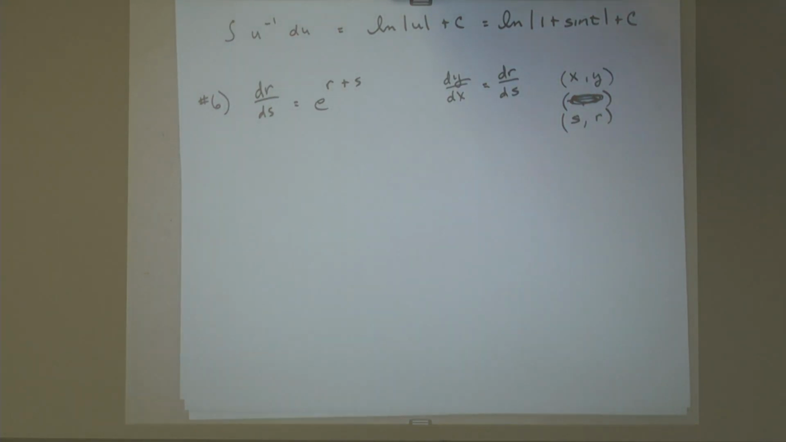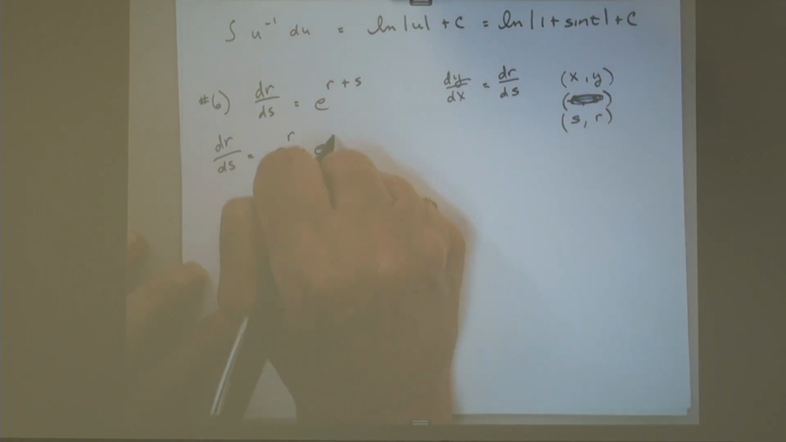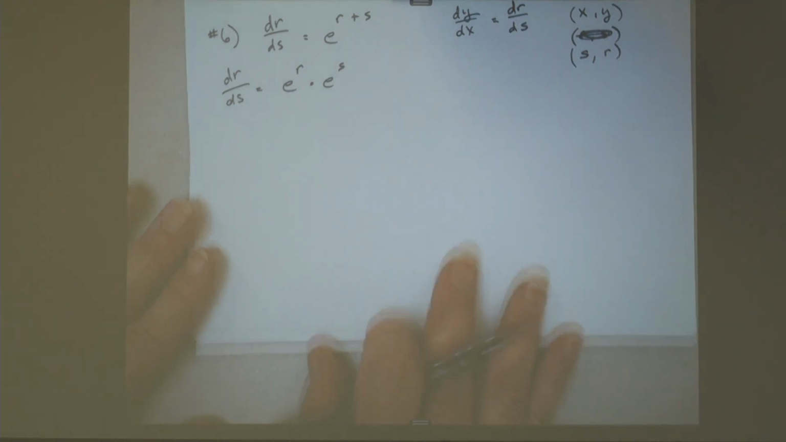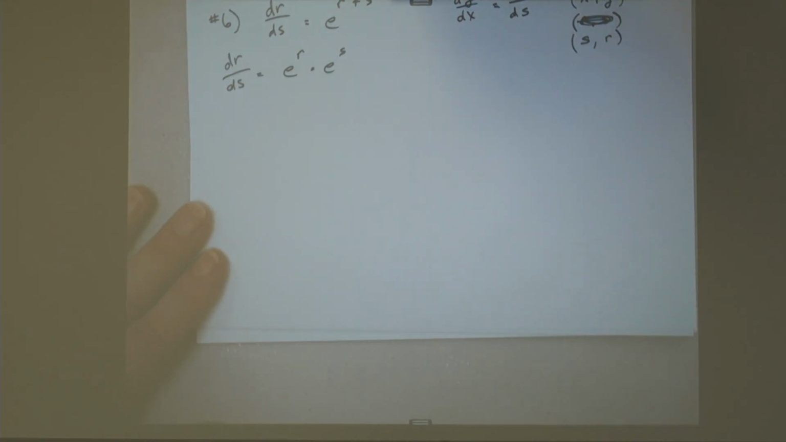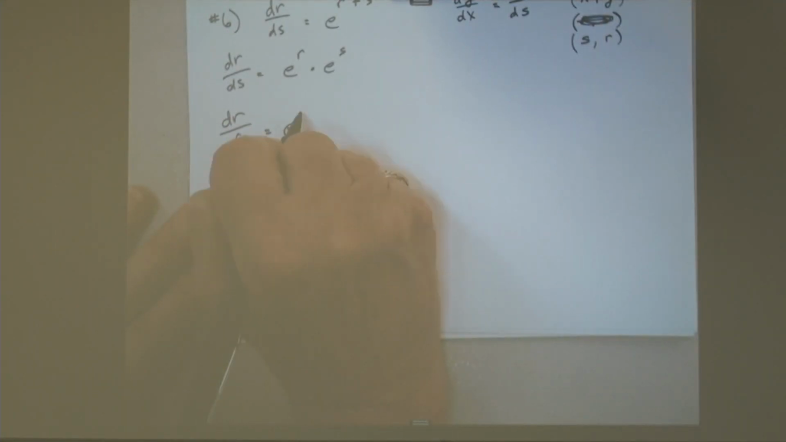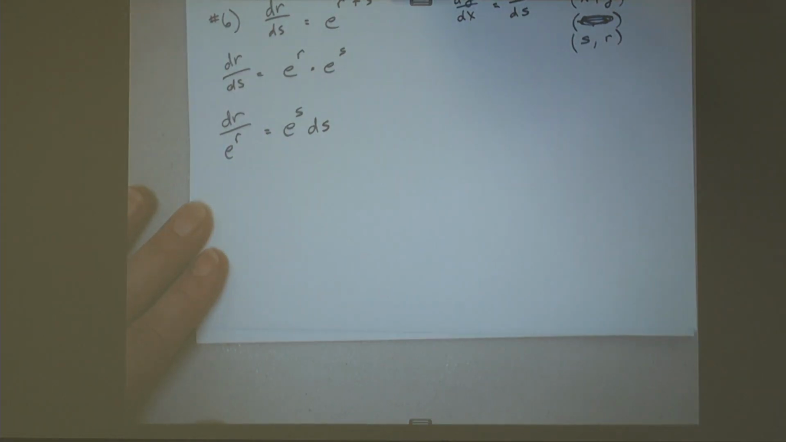Okay. Now, everything else works the same. I have e to the r times e to the s. Remember, we can separate if we're adding exponents. We're multiplying common bases. Now I'm going to get all my like terms together. So I have dr, e to the r, e to the s, ds. So r is y, s is x. It's hard to say. All right, we're going to integrate.